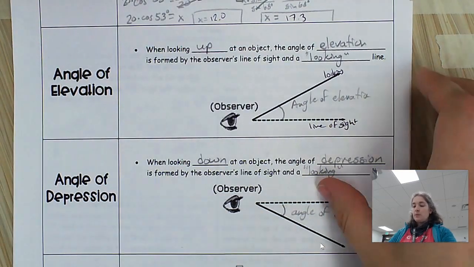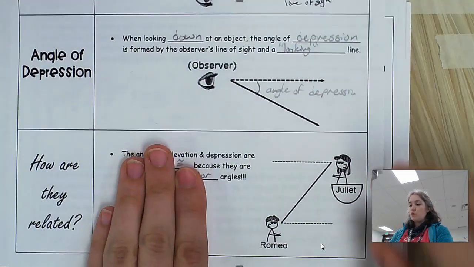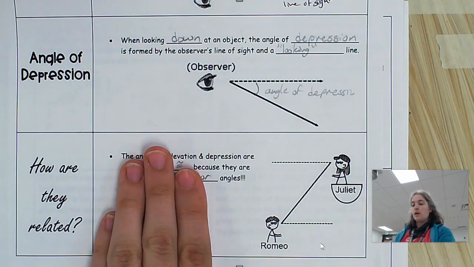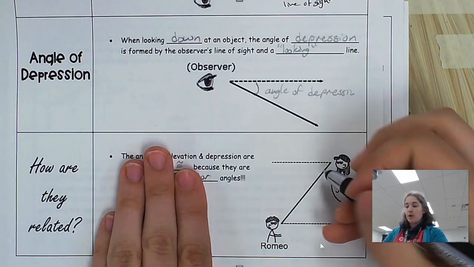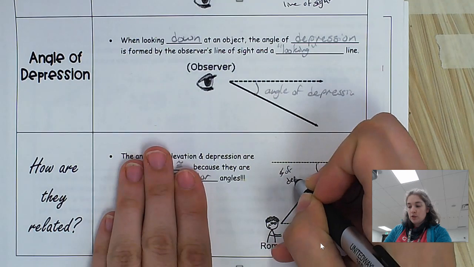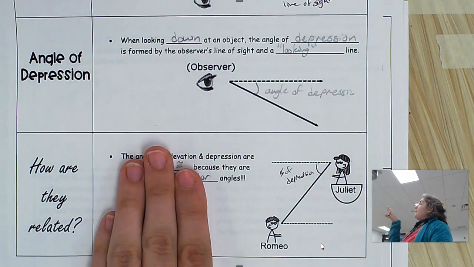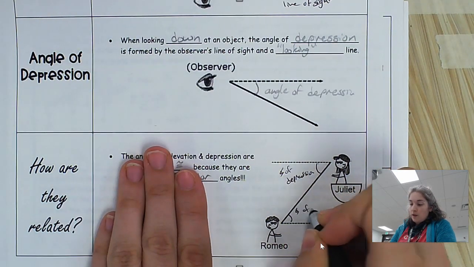Now here is something super cool. Let's say you've got Romeo and Juliet. There's one standing on the balcony, Juliet is, and Romeo's down here. She is looking down. She has an angle of depression. Romeo is looking up at Juliet. So this is an angle of elevation.